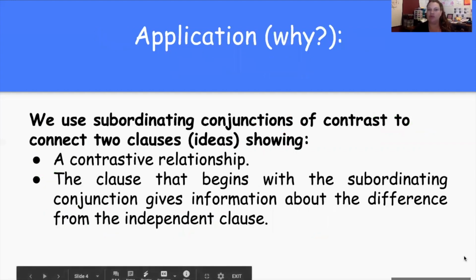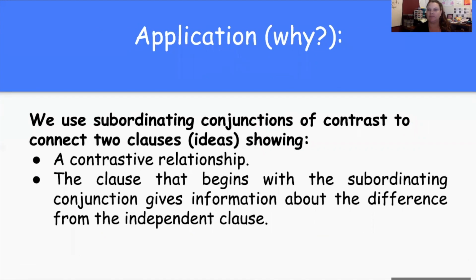Why do we use subordinating conjunctions of contrast? We use subordinating conjunctions of contrast to connect two clauses or ideas showing a contrastive relationship. The clause that begins with the subordinating conjunction gives information about the difference from the independent clause.